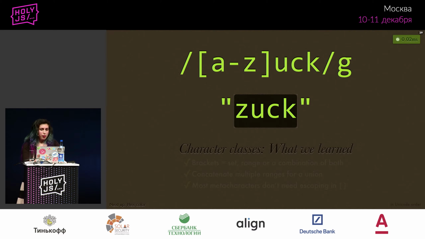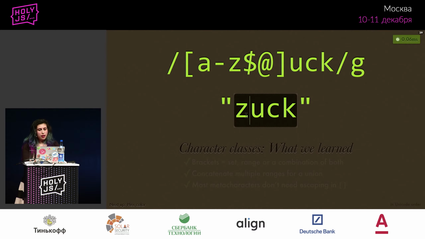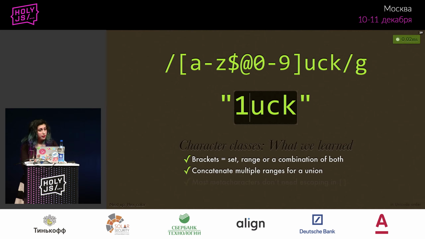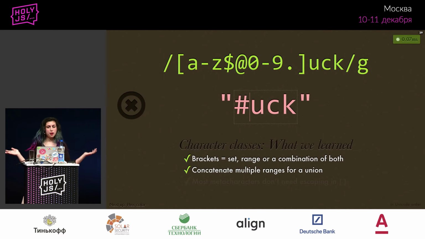But most importantly, perhaps, it's not an either-or. You can also combine the ranges with singular characters, like now it also matches this and this, but of course not this. And you can combine them even with other ranges. So now it will also match numbers. So the brackets give you a set, a range, or a combination of both, and you can concatenate them for a union. The range is in Unicode order, for those that are wondering. And keep in mind that most meta characters don't need escaping in a character class. Now the dot just matches itself. It doesn't mean whatever character, like the pound sign, for example, still doesn't match.